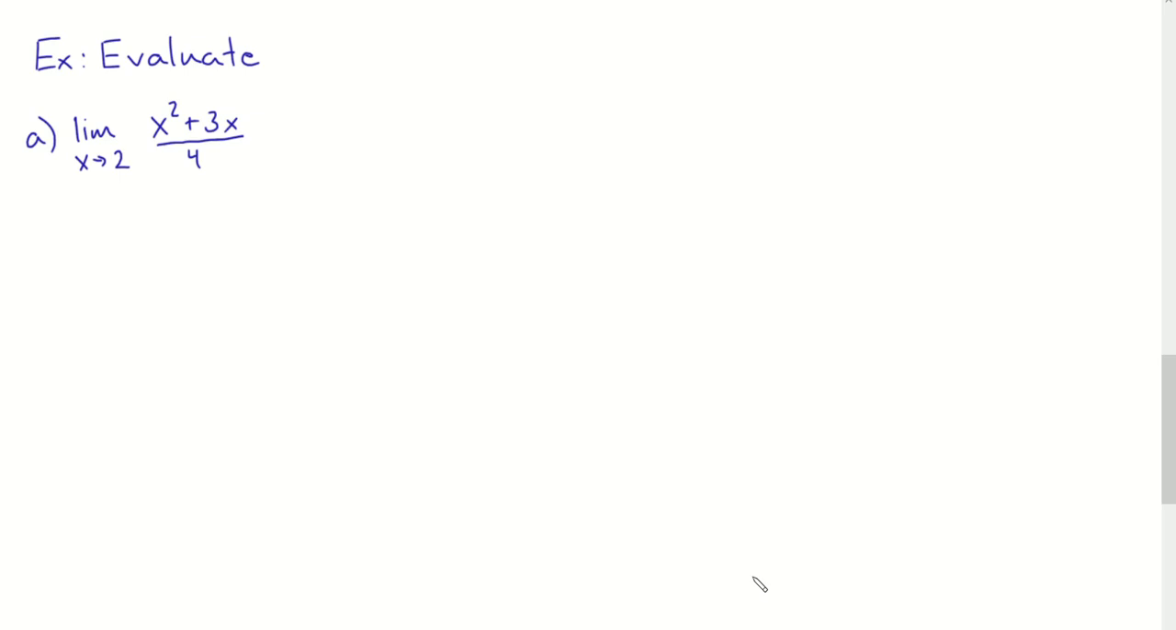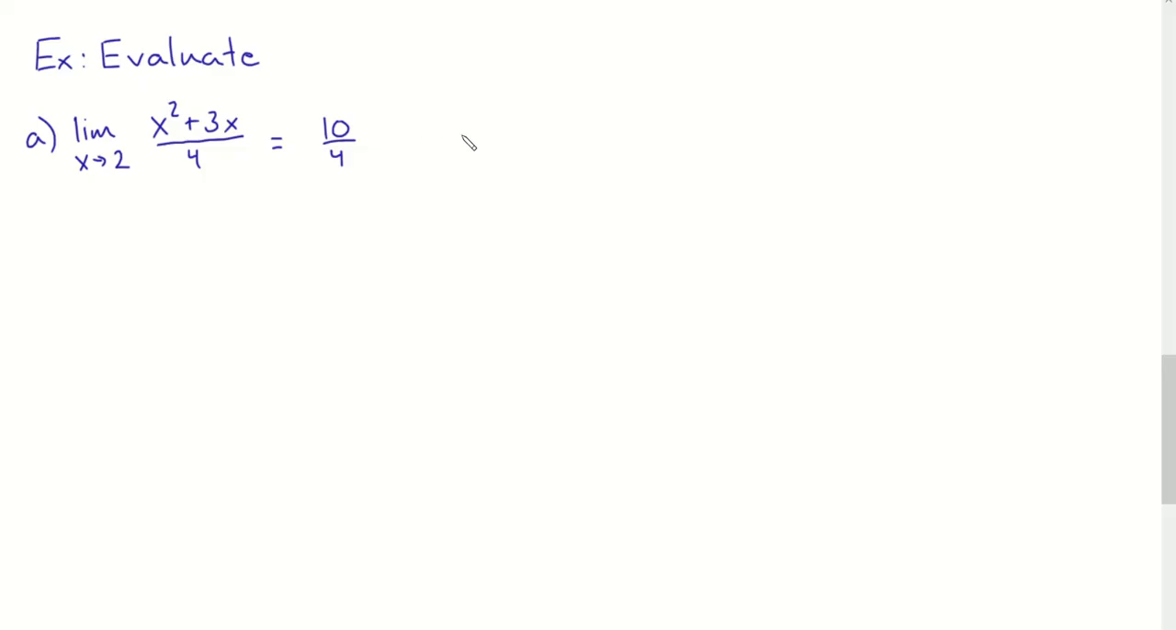Okay, looking at this limit, we will direct sub right off the bat. And if we want to do that just to see what the number is, we can probably do it in our head. What's the numerator going to be if we plug in a 2? So 2 squared is 4 plus 6. So I think this is going to be 10 over 4.